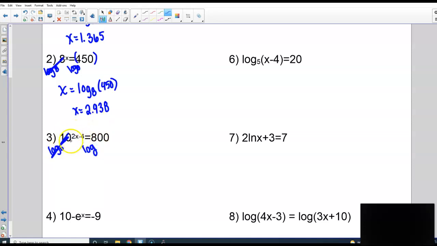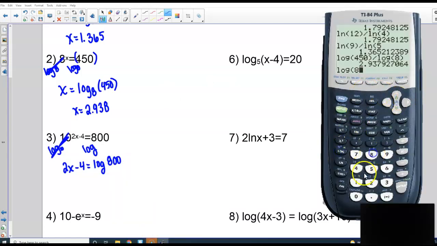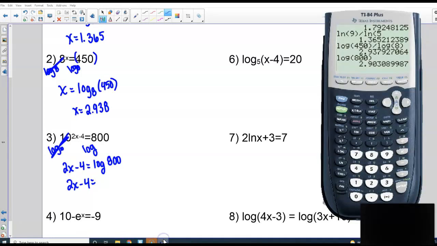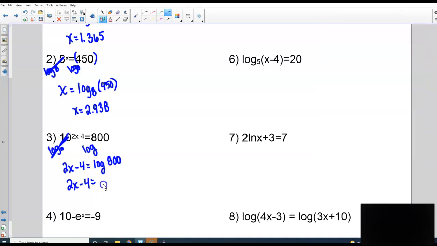So we're going to do this. So we'll get 2x minus 4 equals log of 800. And then log of 800 we can just type into the calculator. We're at 2.903. Keep this whole number in your calculator as you're doing this problem because you don't want to round the answer off until you get to the very end. So we got 2x minus 4 equals 2.90308.